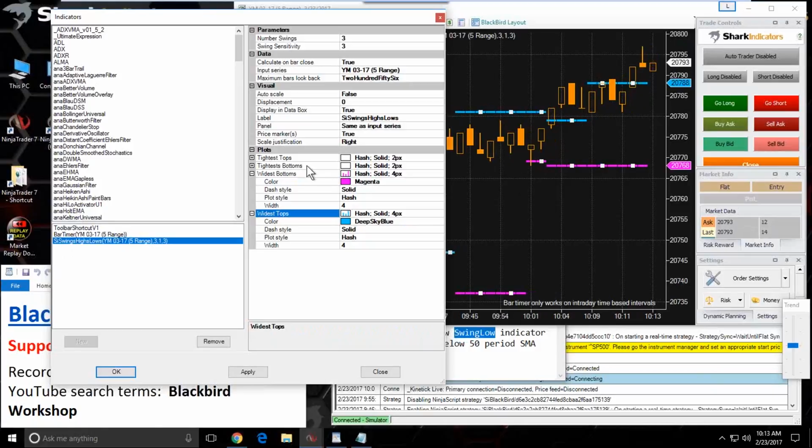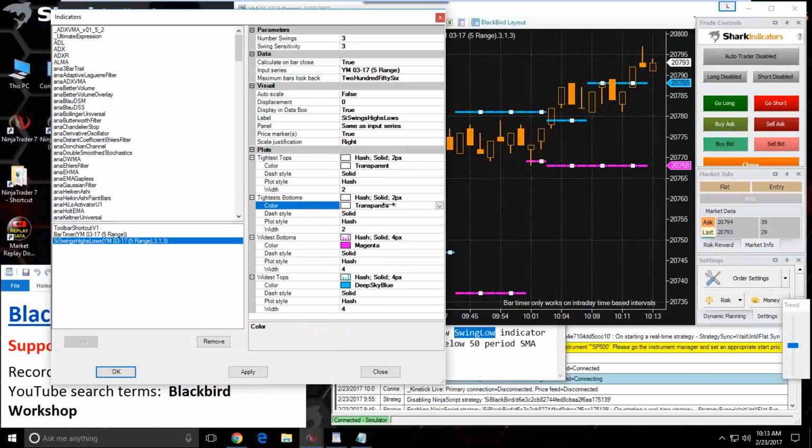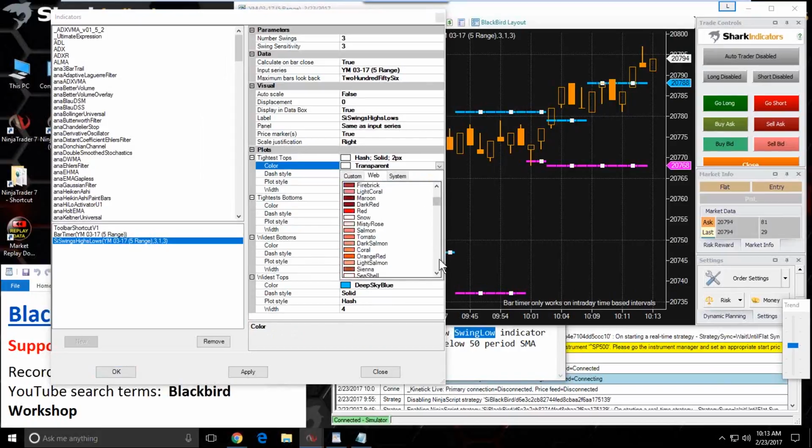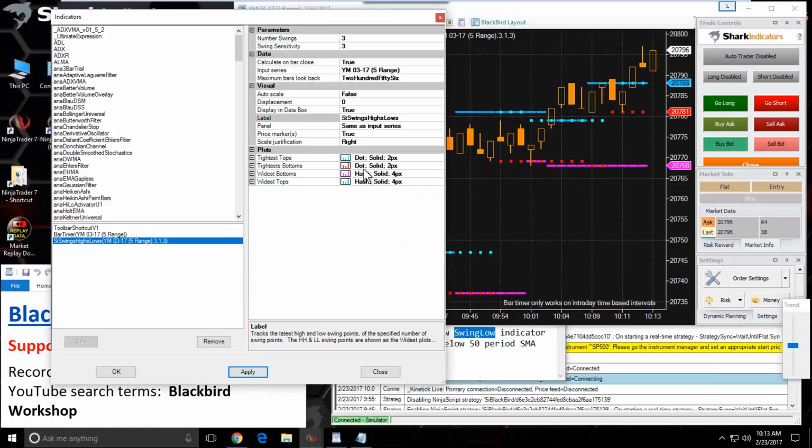I guess this question is a little subjective, so let me turn on the other plots. Who knows? May want to use the other plots. I have the other plots turned on. You can see the dots now, and the dots show us intermediate swing points, whereas the hash line will show us the lowest low of the swing points.